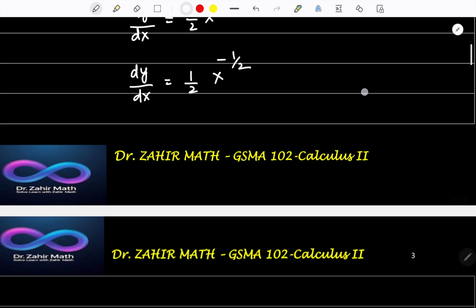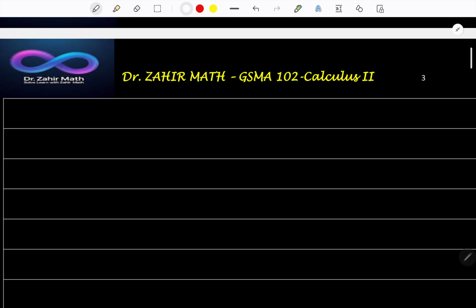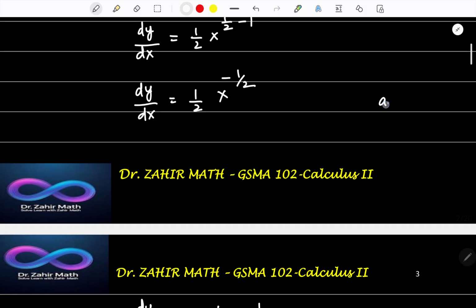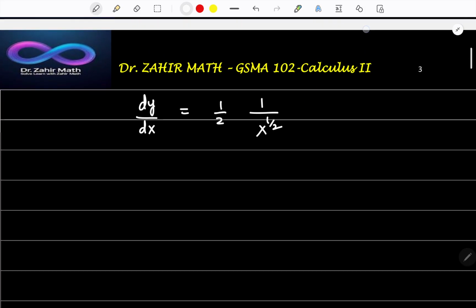Because the power is negative half, I'm taking it down, so this is 1 by 2 divided by x to the power of half. Why? Because suppose you have a power minus 2, we can write it as 1 by a square. Same thing; this half I have taken down as a positive.